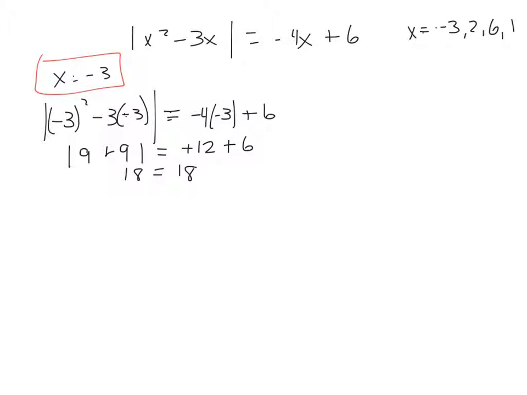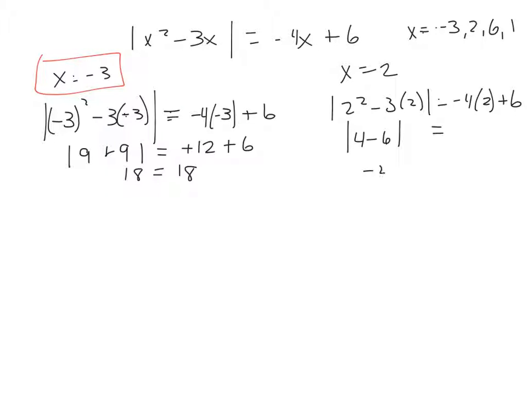Let's do another one. x equals 2. Absolute value of 2 squared minus 3 times 2 equals negative 4 times 2 plus 6. Absolute value of 4 minus 6, absolute value of negative 2 is 2. Simplify this side, I've got negative 8 plus 6, negative 2. So 2 does not equal negative 2. So 2 is not a solution. Let's do another one.